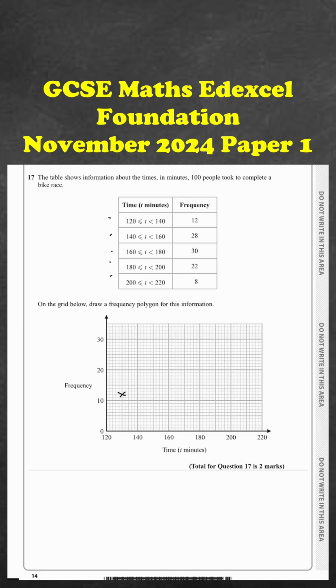150 is the midpoint of the next one, and 28, so that's up here. Luckily here each square is just worth 1. 170 is the midpoint next, and that's at 30. 190 is the next midpoint, and that's at 22. And then 210 is the next one, and that's at 8. And then we just need to draw them, join them with line segments, just like this. Use a ruler for this. And we should, there we go, have a nice frequency polygon for you.